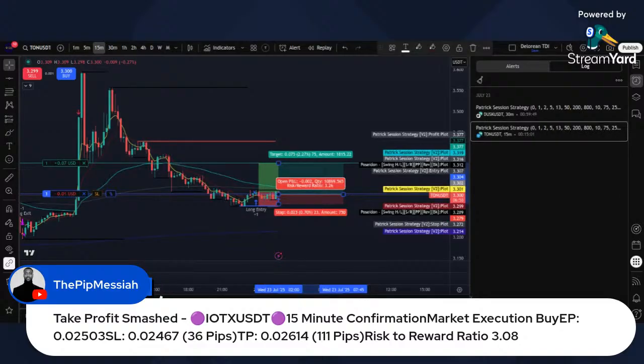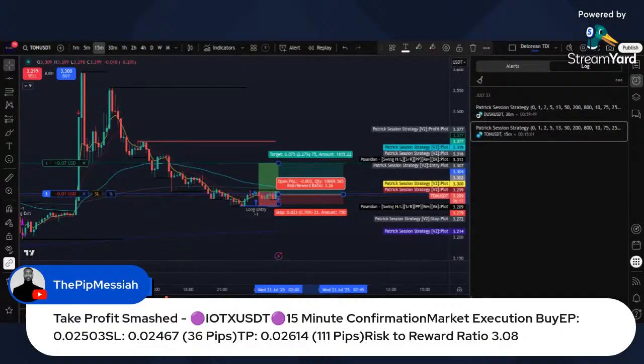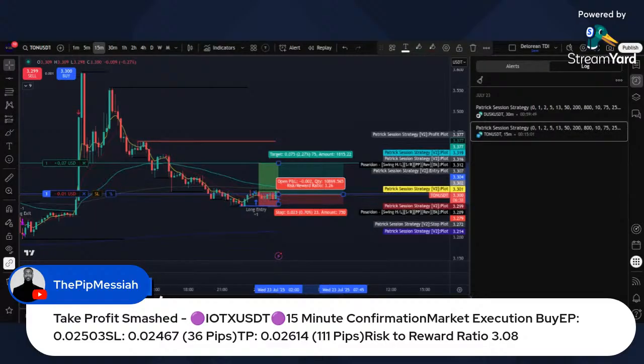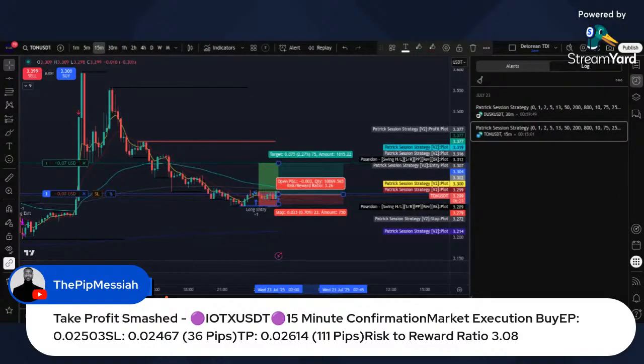All right, this is going to be a crypto perpetual trade. You will find this particular pair on Liquid Brokers. So it's going to be Toncoin versus Tether, TON USDT. It's a 15-minute confirmation market execution buy. The risk to reward ratio is going to be 3.26. The take profit is going to be 3.377. That's going to be for 75 pips. Stop loss is going to be 3.279. That's going to be for 23 pips. And your entry price is going to be 3.302.